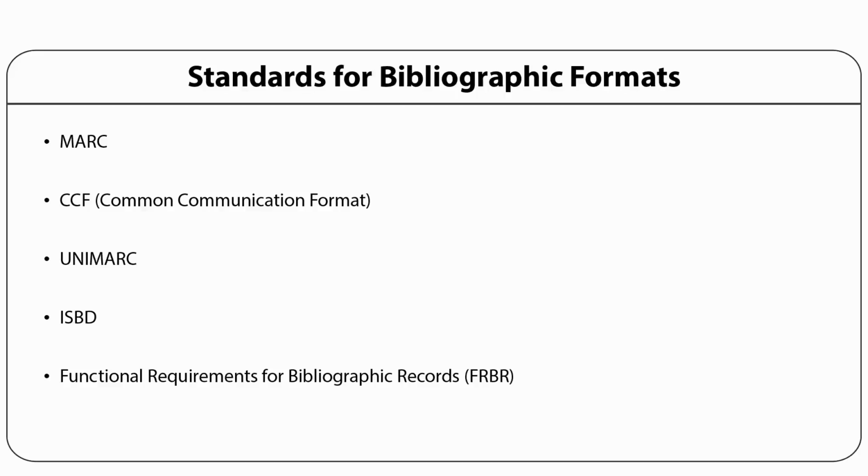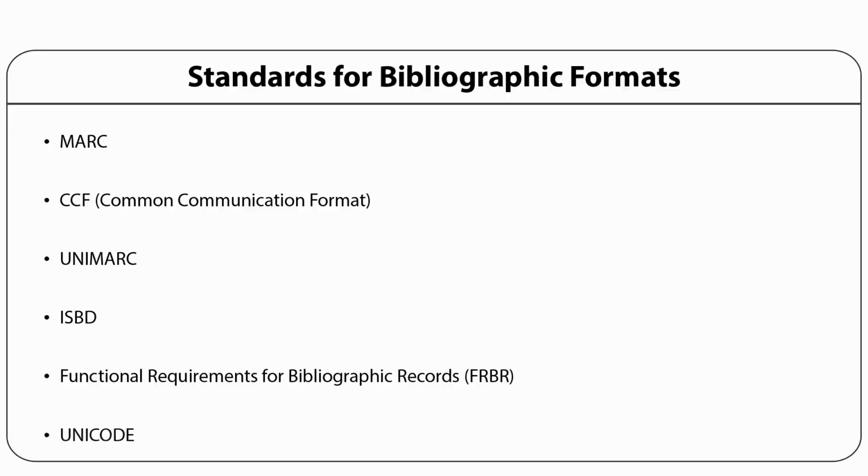AACR2 is the current cataloging standard for English language libraries. RDA was initially released in June 2010. The primary distinction between RDA and AACR2 is structural. RDA is organized based on the functional requirements for bibliographic records.